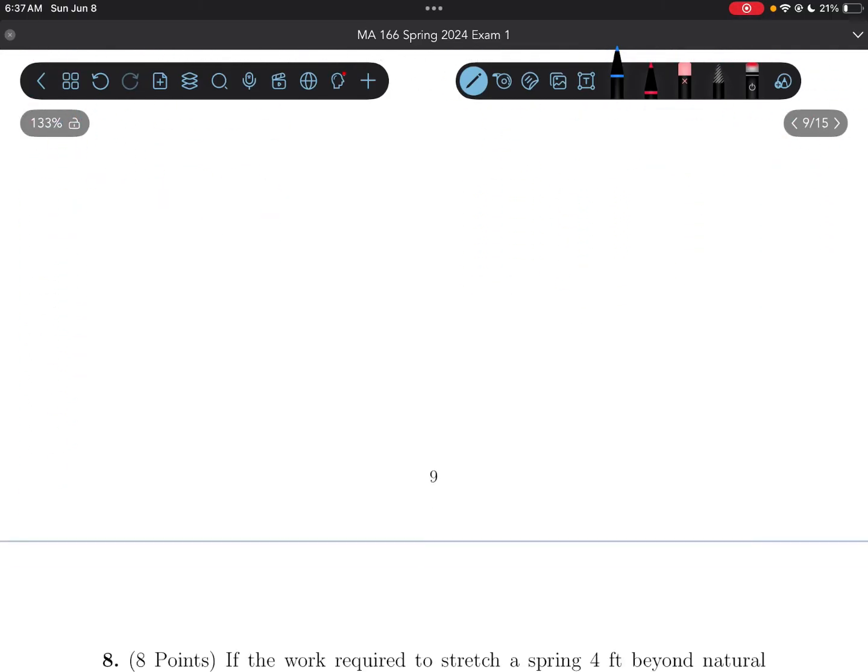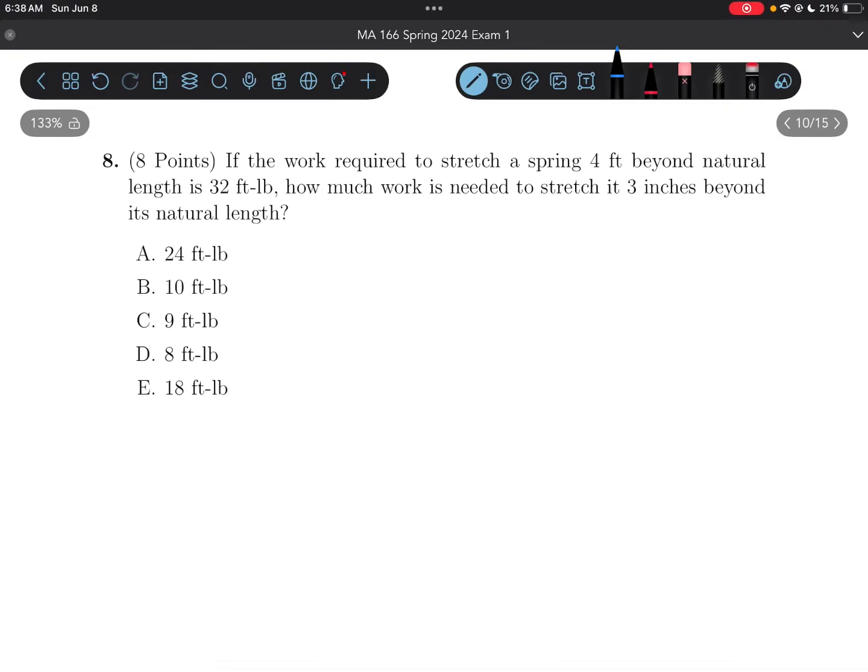Okay, moving on to question 8. Question 8 says, if the work required to stretch a spring 4 feet beyond natural length is 32 pounds, how much work is needed to stretch it 3 inches beyond its natural length? Okay, so for this question, we're going to need the formula for work, which states that work is equal to the integral of force times dx.